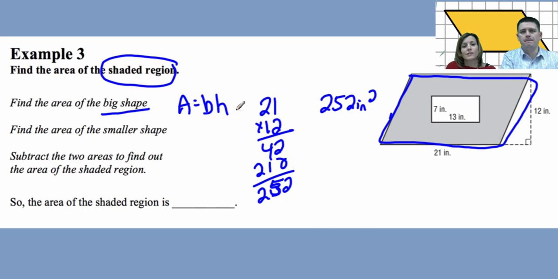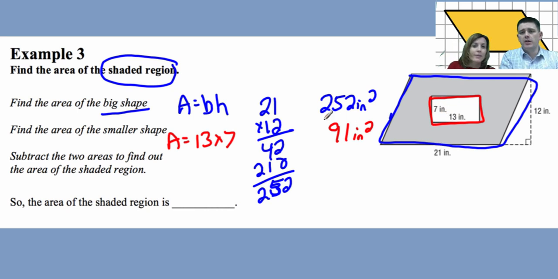New color. I'll go red since you're wearing red today. Thanks. The area of the smaller rectangle, base times height for a rectangle. So area is going to be equal to base times height, which is 13 times 7. 13 times 7 on your multiplication chart gives you 91 inches squared. So we found the area of the big shape. We found the area of the hole in the middle of it.